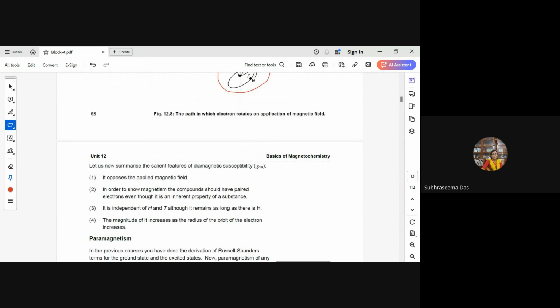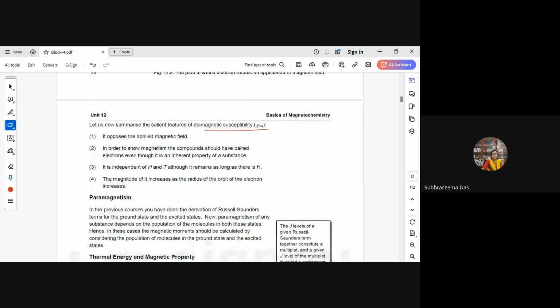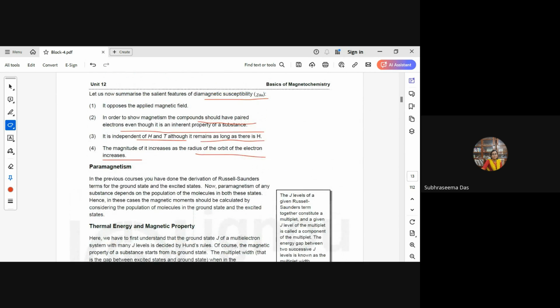So in summary, particularly for diamagnetic susceptibility, we can say that it opposes the applied magnetic field. In order to show diamagnetism, the compound should have paired electrons, since pairing of electrons is an inherent property of the substance. It is independent of H and T, although it remains as long as there is H. The magnitude of chi of diamagnetic substances increases as the radius of the electron orbit increases. So these are some of the general features of diamagnetic susceptibility.